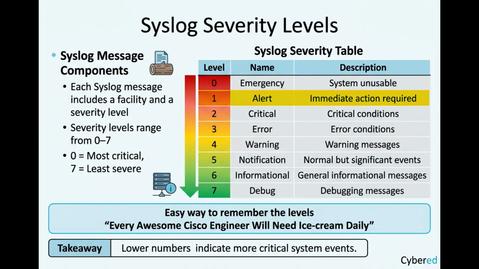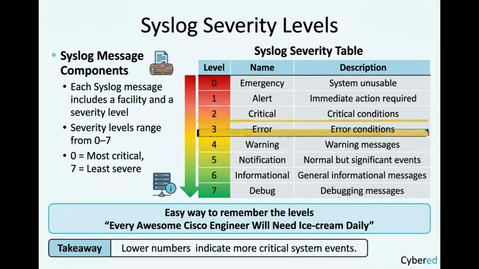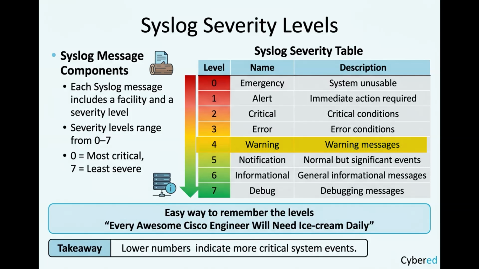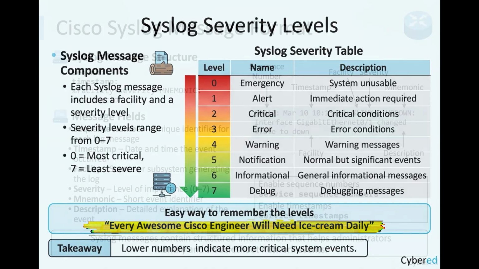Level 1, alert, immediate action required. Level 2, critical conditions. Level 3, error conditions. Level 4, warning messages. Level 5, notification, normal but significant events. Level 6, general informational messages. And level 7, debugging messages. A simple phrase used to remember the levels is: every awesome Cisco engineer will need ice cream daily.